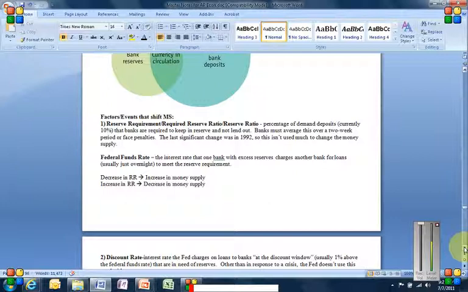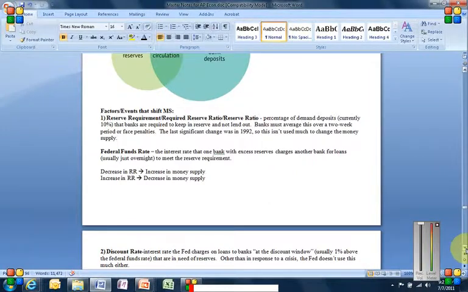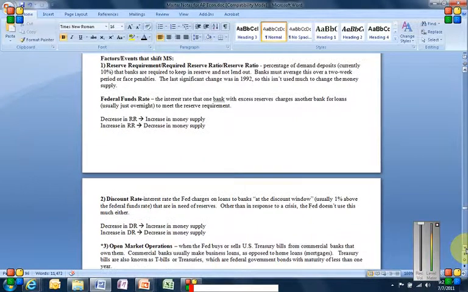If there's a decrease in the reserve requirement, that would increase the money supply. If there's an increase in the reserve requirement, that would decrease the money supply. But as I said a minute ago, this has not changed a whole lot as a habit, particularly in the United States. And so it's not something that you would usually see change or shift the supply of money in that curve in the money market.